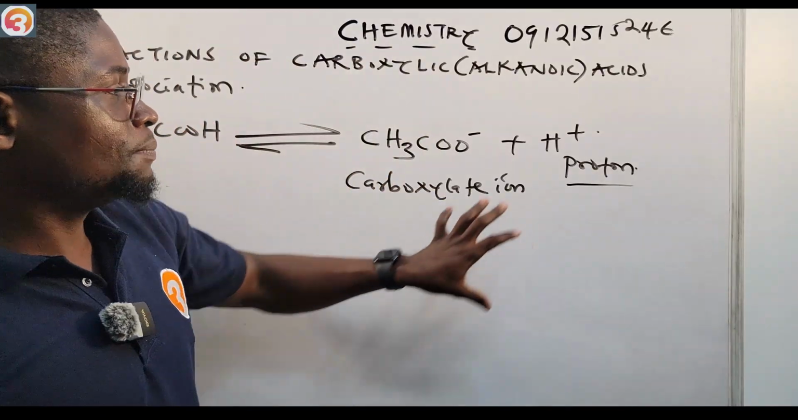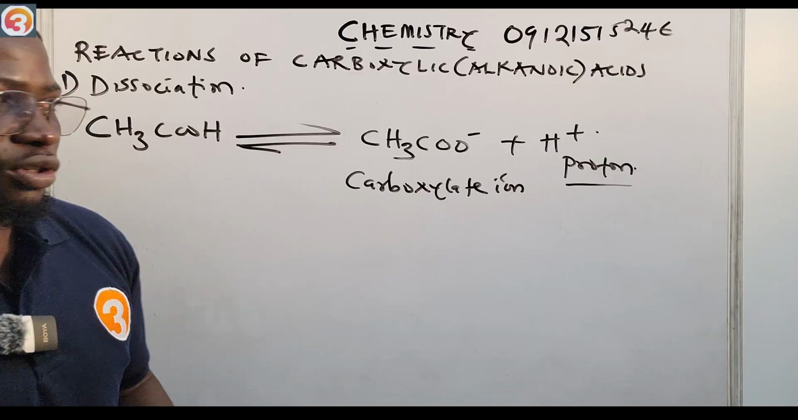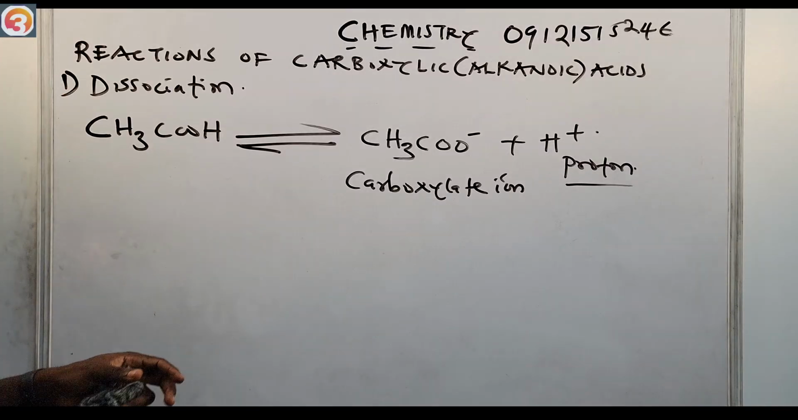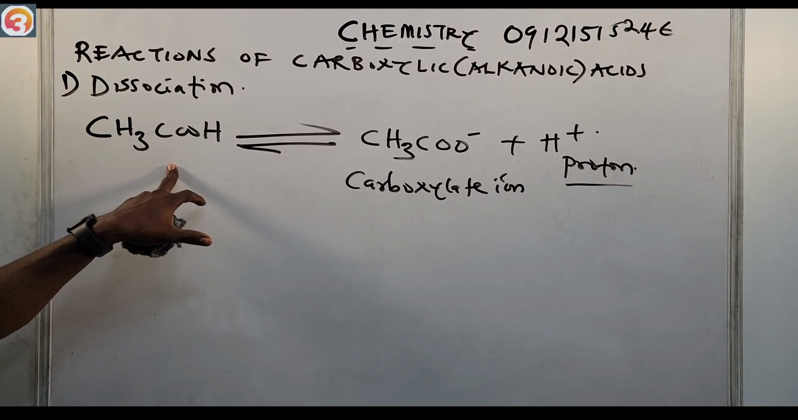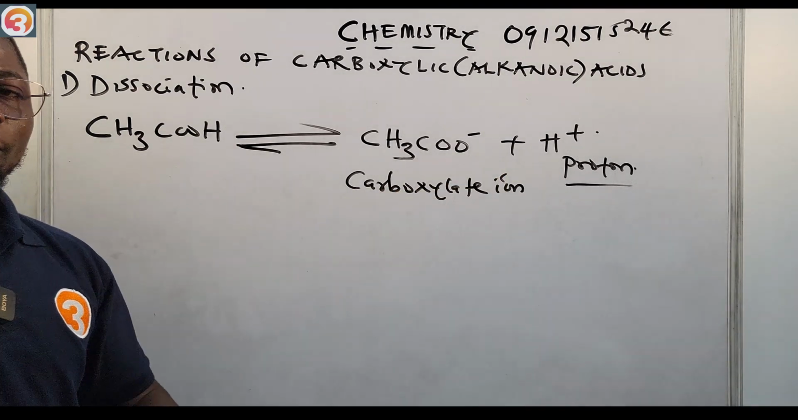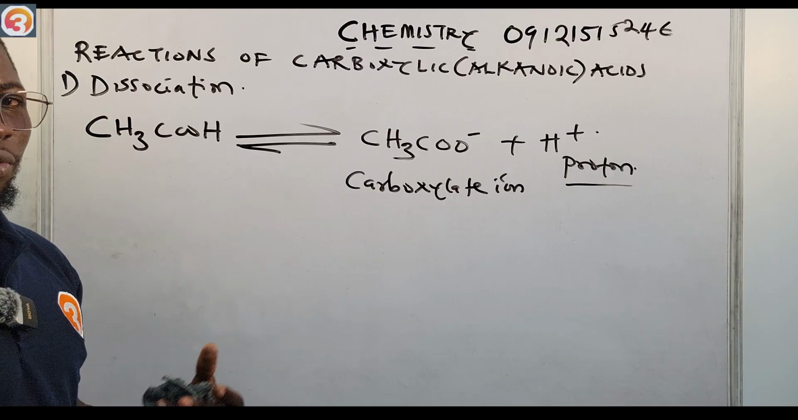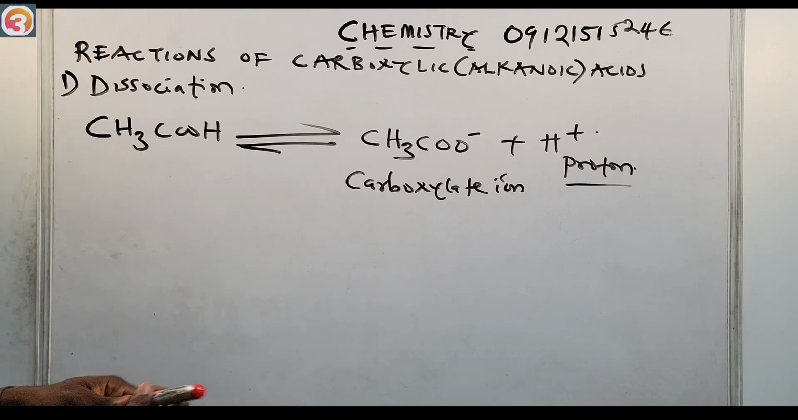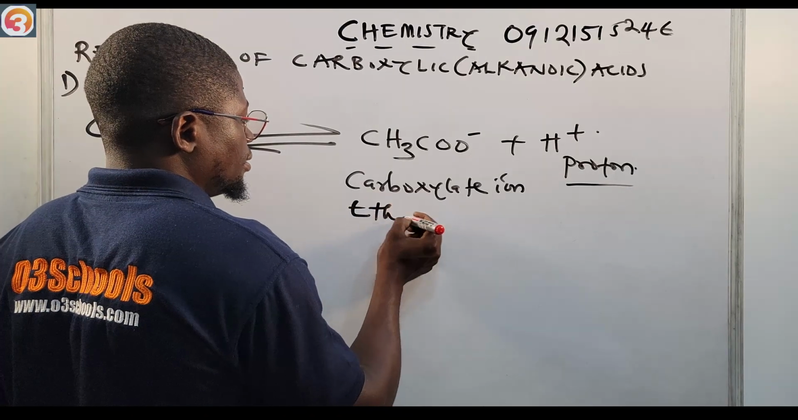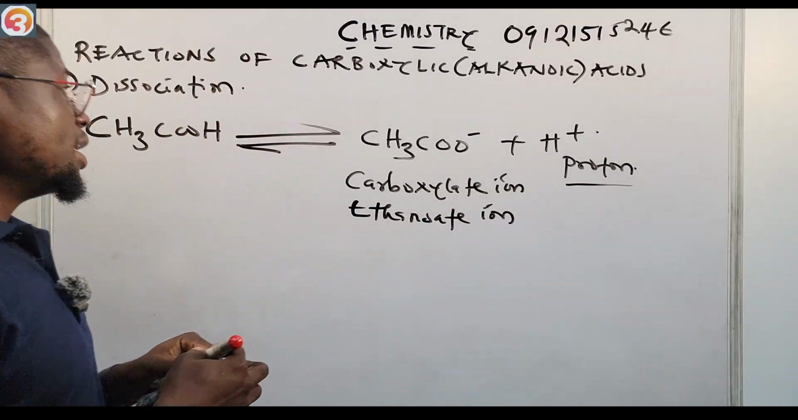So that is called a proton, and this is called a carboxylate ion. Just as we have seen ethanoic acid partially dissociated into carboxylate ion and proton, we can also call this one the ethanoate ion. Take note of that.